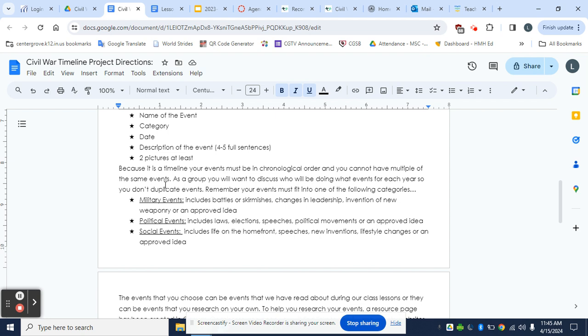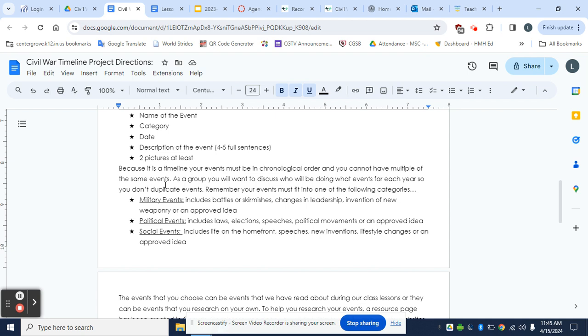As a group, you will want to discuss who will be doing what events for each year so that you don't have duplicate events. Remember, your events must fit into one of the following categories. Military events include battles or skirmishes, changes in leadership, inventions of new weaponry, or another approved idea that you bring to my attention. Then there are political events. This includes laws that were passed, elections that occurred, speeches that could have been made, political movements, or again, another approved idea that would fit into the political events category.